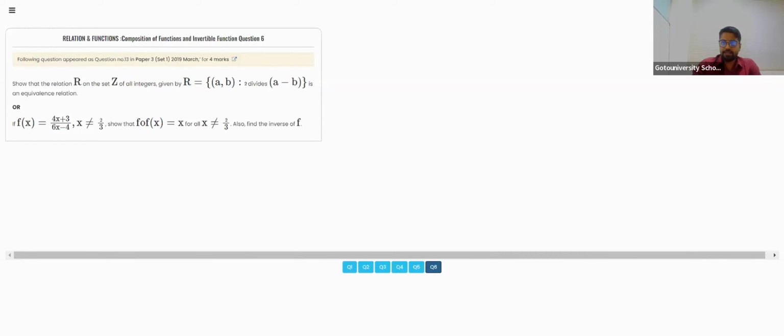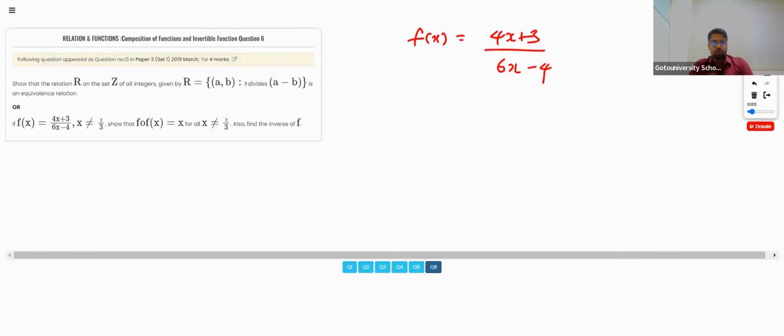I'll rewrite it again. The question says, if f of x is equal to (4x plus 3) divided by (6x minus 4), where x is not equal to 2 by 3. You must know why. Because if x is equal to 2 by 3, the denominator becomes zero. Show that f of f of x is equal to x, and also find the inverse. So let's just find out if f of f of x is equal to x or not.